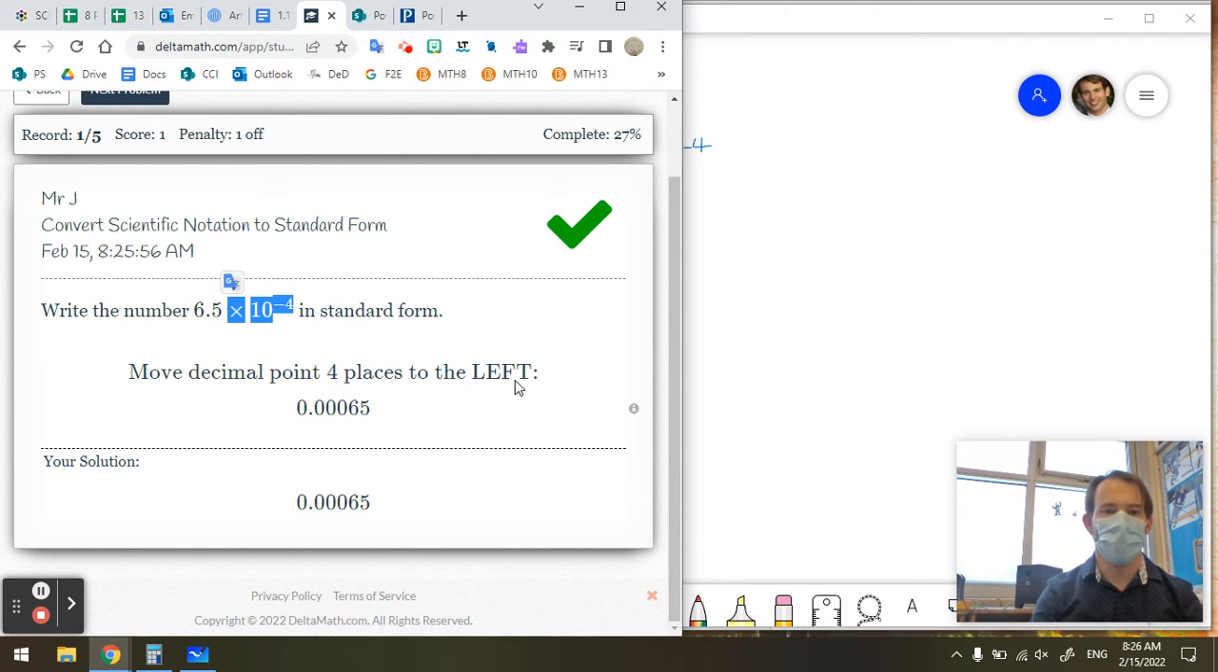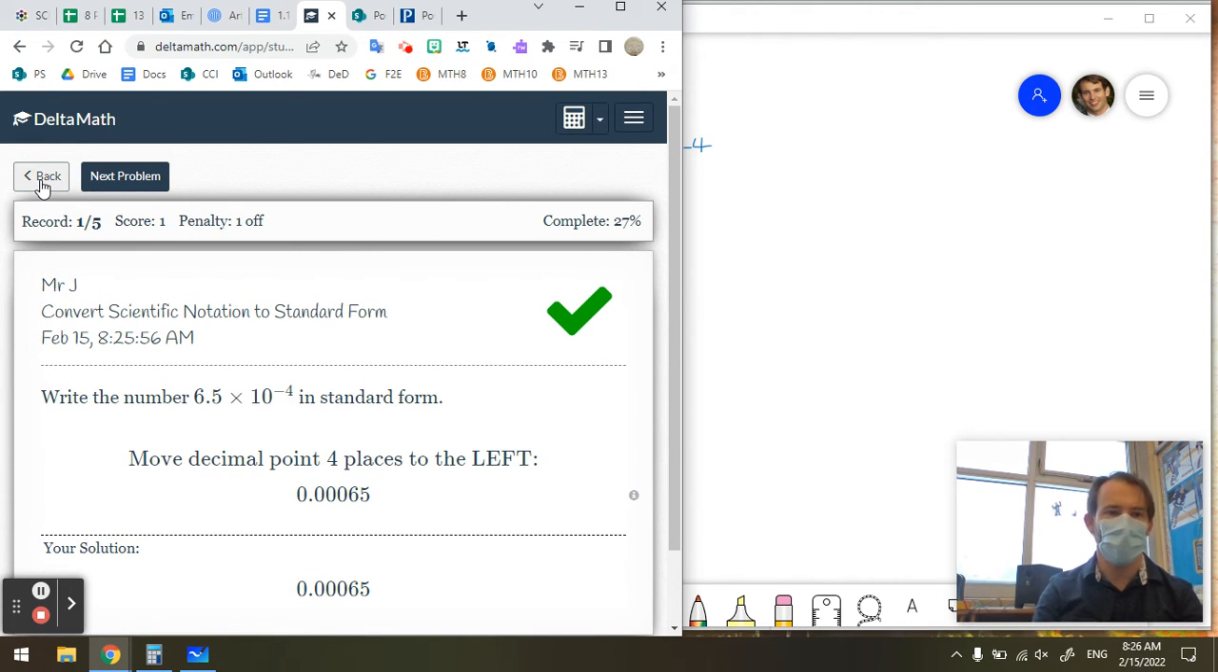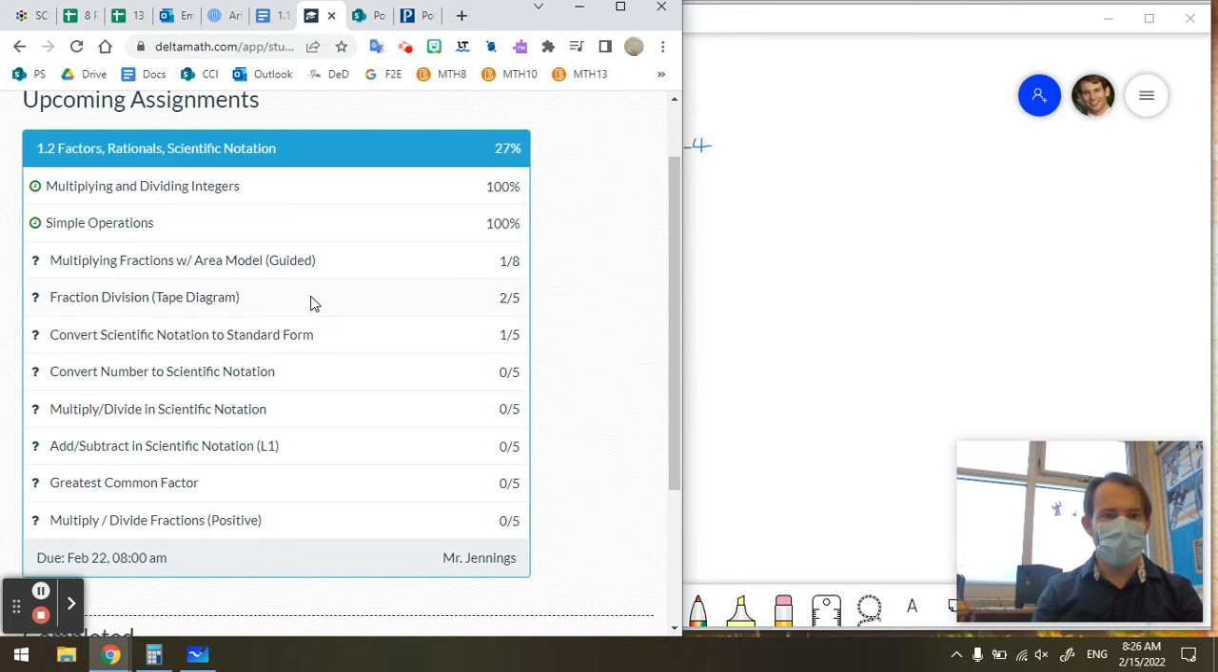It says move the decimal point 4 places to the left. You can also work this out with your BEDMAS. You can do that, and it's correct. It'll be fine. But working with negative exponents will be challenging for you now until we get some more practice with that. Okay, so you're going to do that one.